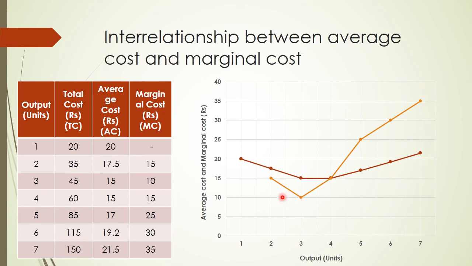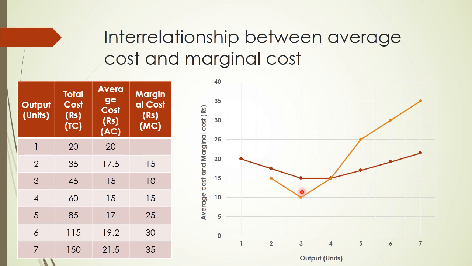And where both of them intersect here, right? So this is your average cost curve and this is your marginal cost curve. Now what can we say about the marginal cost and average cost, or the interrelationship between both? You can interpret it on the basis of three things.